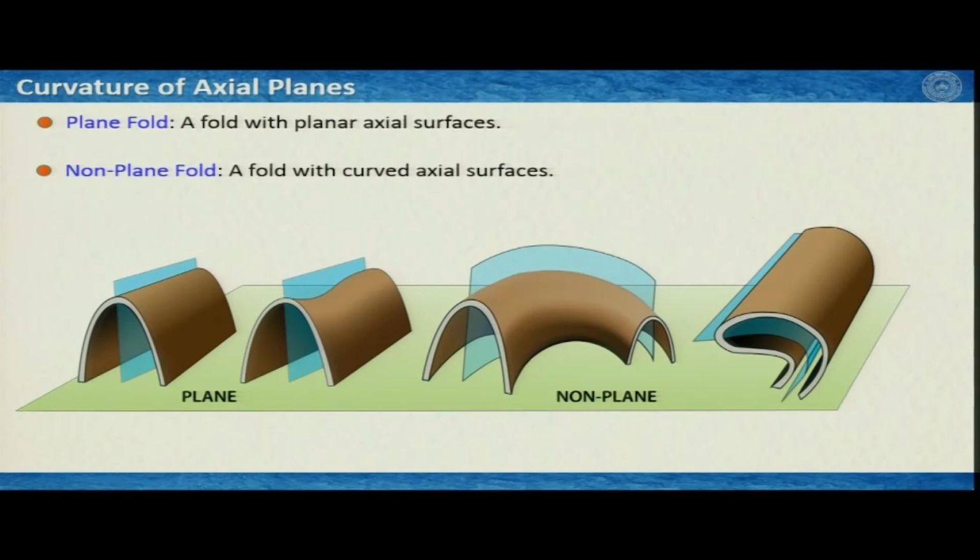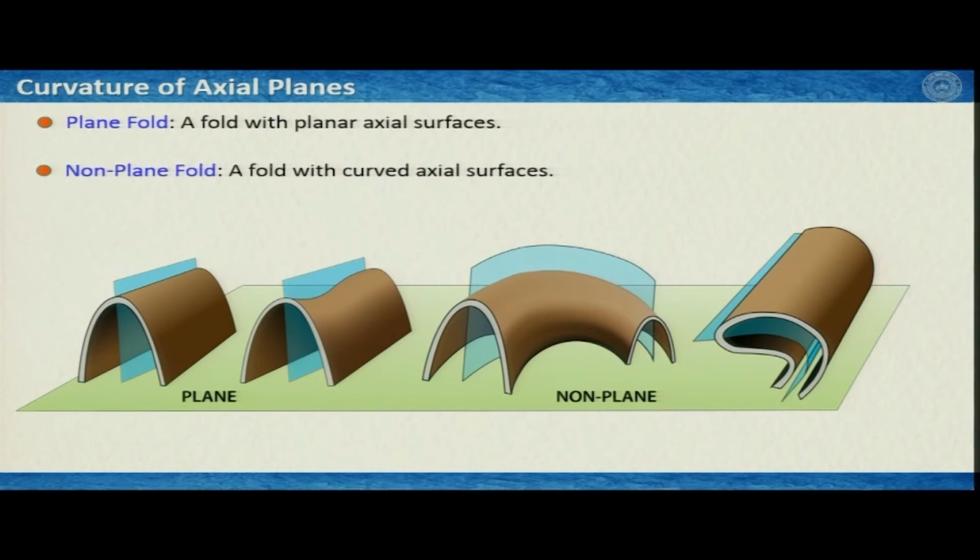Now, we will see how we can classify the folds based on the curvature of the axial planes. Again, so far in all these illustrations, the axial planes or axial surfaces were all straight, and this time we are going to see if the axial planes could be curved or not. If the axial plane is straight, or the axial surface is planar, then we term it a plane fold, and if the axial surfaces are curved, then we term it a non-plane fold.